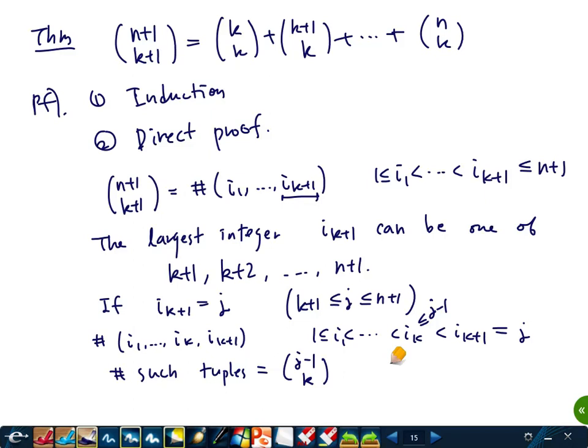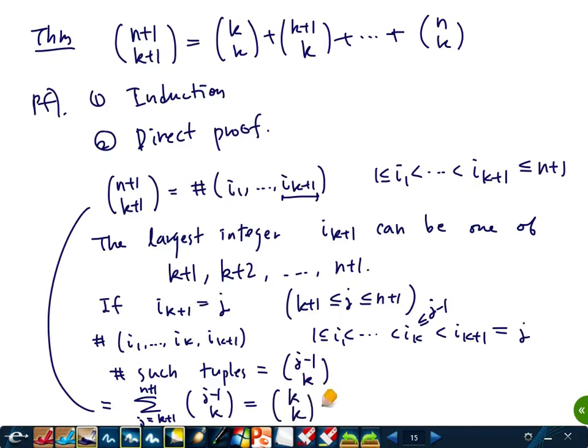And because j can be any integer among these, it will be the sum. That means this number is equal to the sum over all j from k plus 1 to n plus 1 of j minus 1 choose k. We just divided this into several cases and then added them. If you expand this, it is exactly the same thing: k choose k, and you increase the top number like this, up to the last one, which is this. And that's the proof.